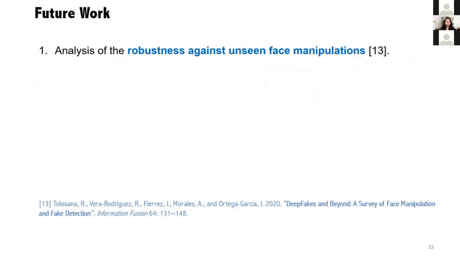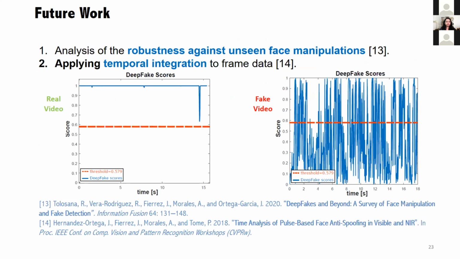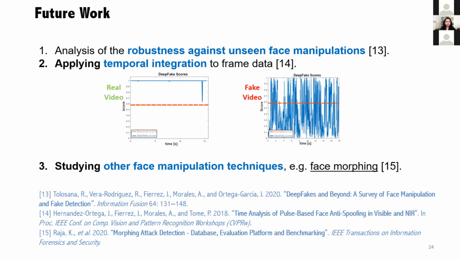Our future work will be oriented to the analysis of the robustness of the proposed fake detection approach against face manipulations unseen during the training process: other methods, other algorithms, other databases. We also want to apply temporal integration of the frame scores, to analyze those scores along the video, and therefore be able to take more reliable decisions. And well, finally, another option might be the application of this proposed physiological approach to other face manipulation techniques, such as face morphing, where two different faces are combined.